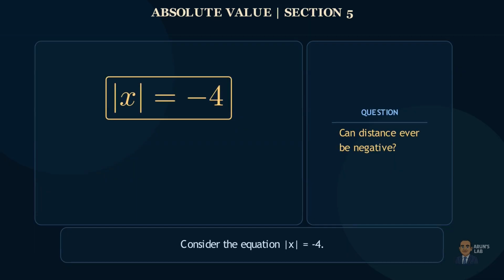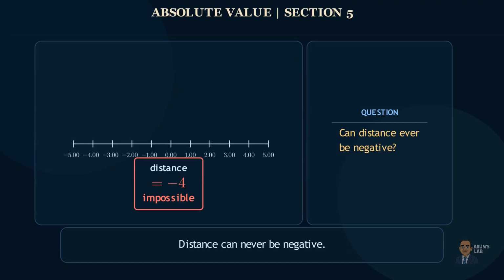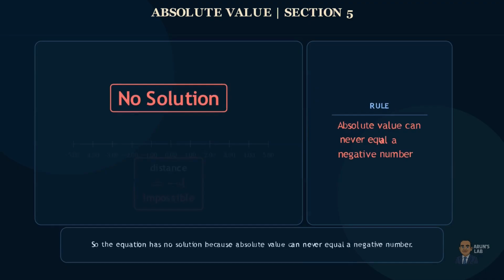Consider this equation. The absolute value of x is equal to minus 4. Can distance ever be negative? No. So the equation has no solution. Absolute value can never be equal to a negative number.